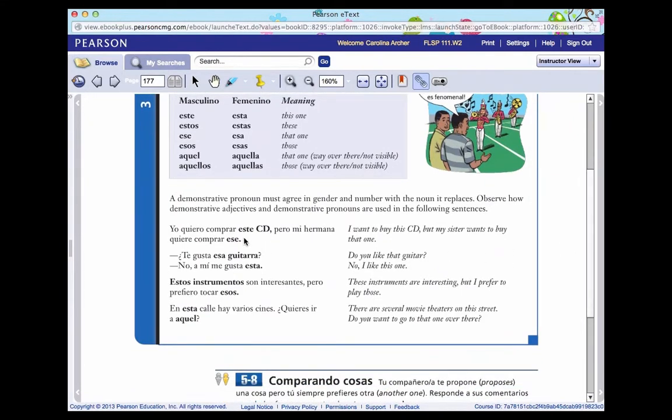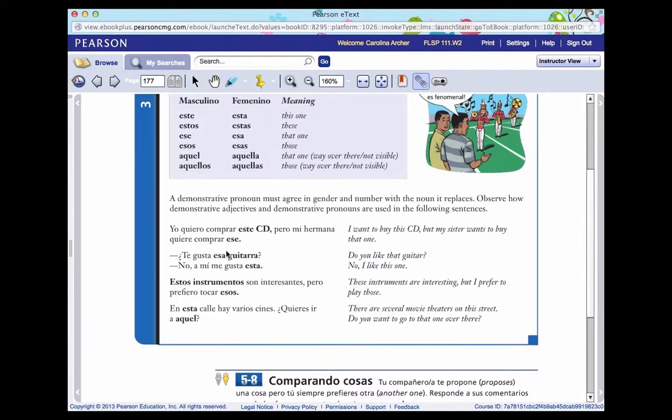Yo quiero comprar este CD. So this is an adjective. Este CD, pero mi hermana quiere comprar ese. Okay? So, I want to buy this CD, but my sister wants to buy that one. Okay? In English, you use two words. That one. In Spanish, we just use the pronoun by itself. I want to buy that one.